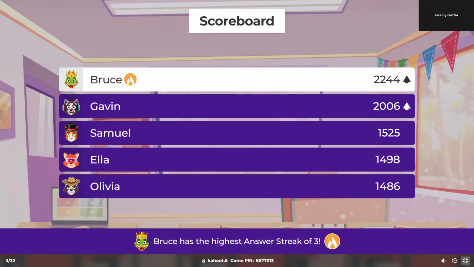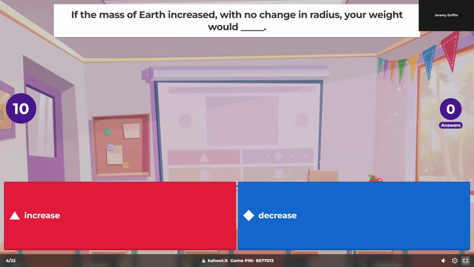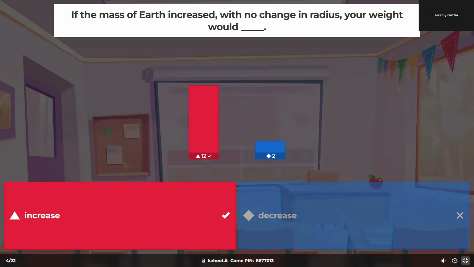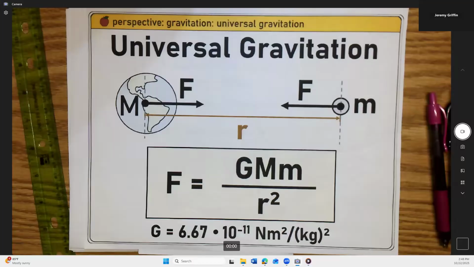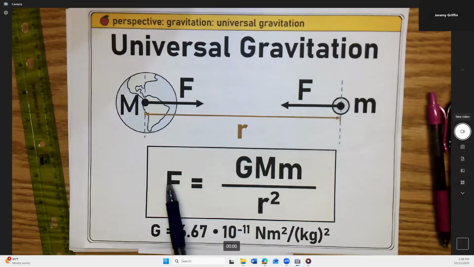I got Olivia, Ella, Samuel, Gavin, Bruce on fire. If the mass of the Earth increased with no change in radius, what would happen to your weight? Yeah, increase. And that is right here. So if you increase this M, this F also increases. That F would be your weight. Force, weight. Yeah.